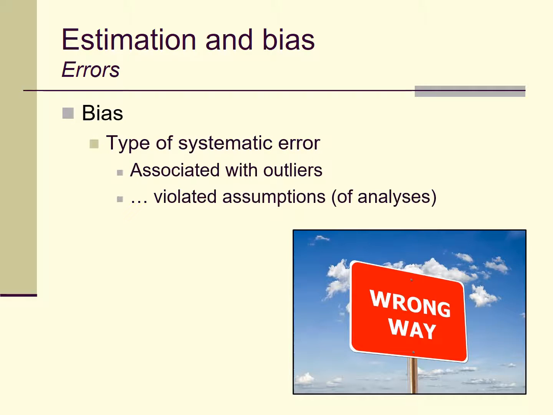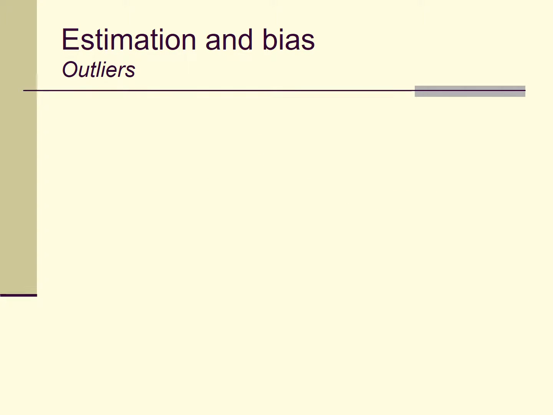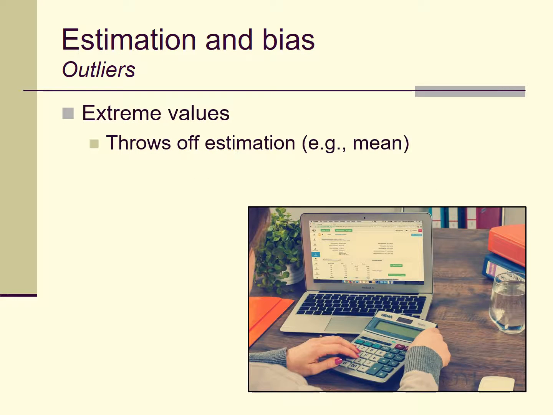So in the remainder of this lecture and in the next lecture, I want to focus on this type of problem with systematic error that's associated with either outliers or with violations of assumptions. Let's take a look at outliers first, and this is a bit of a review because obviously we've talked about this before. But outliers, remember, are just extreme values, and in the context of this lecture, they're extreme values that throw off estimates. So for instance, if you have an outlier in a data set, it'll tend to throw off the mean for that data set.